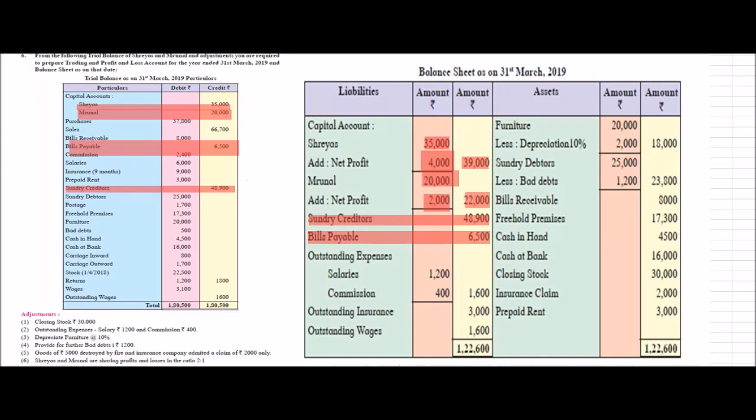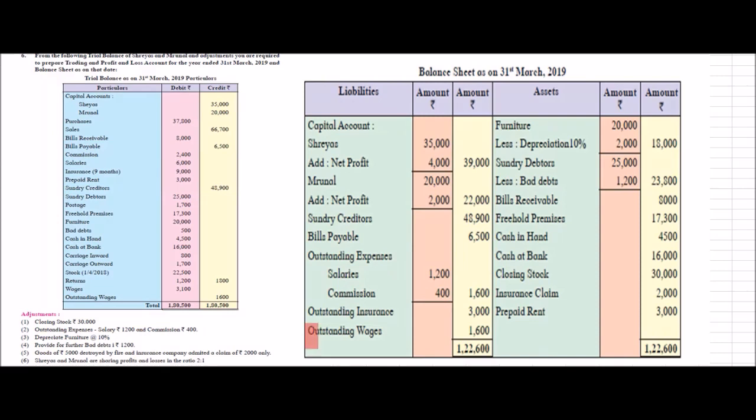Then outstanding expenses we have calculated. There was an adjustment for salaries and for the commission, so we need to add both outstanding expenses. We got 1,600 rupees as outstanding expenses. Then outstanding insurance was 3,000 rupees. As I told you, this 3,000 rupees will show in the balance sheet.